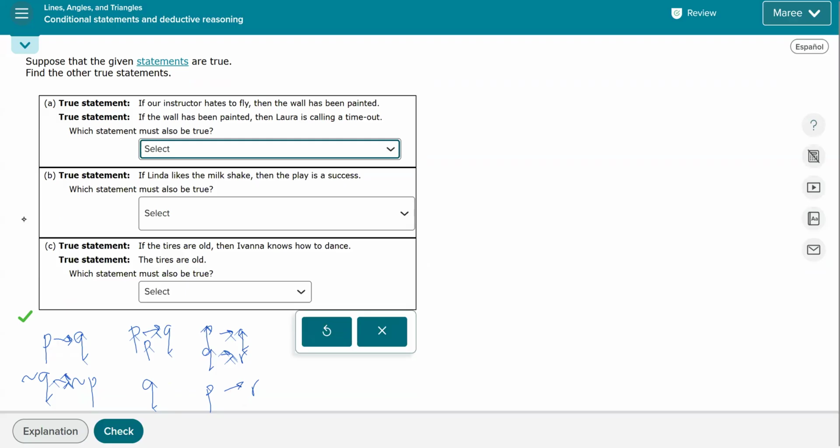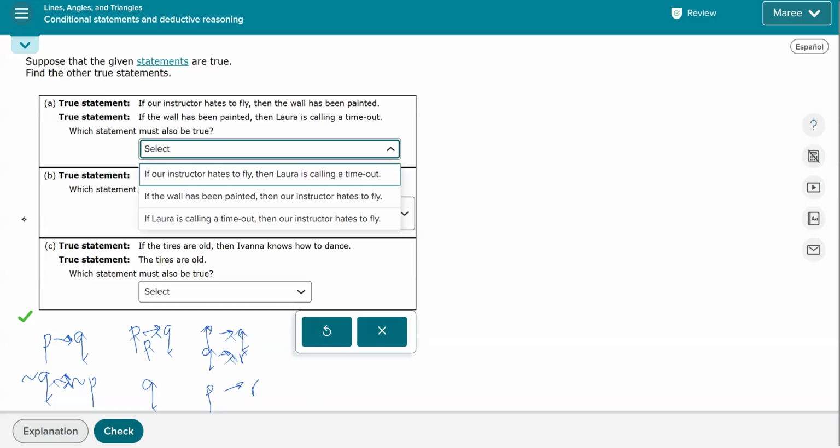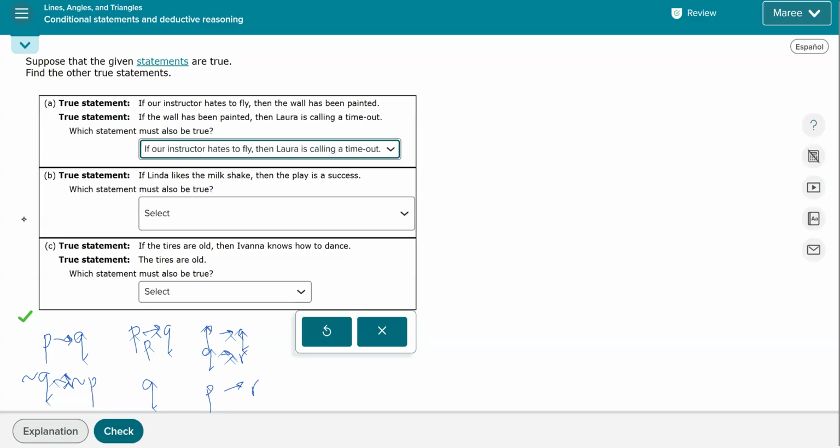So now see how they have true statement, true statement. They're giving us two if-then statements. This is the last rule. If our instructor hates to fly, then the wall's been painted. If the wall's been painted, then Laura is calling a timeout. Since they're giving us two conditional statements, the second part of the first one matches the first part of the second one, so we put the first part of the first one with the second part of the second one. So we say, if our instructor hates to fly, then Laura is calling a timeout. So we put the P with the R.